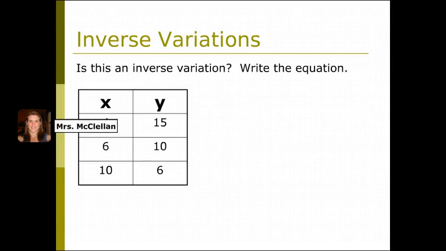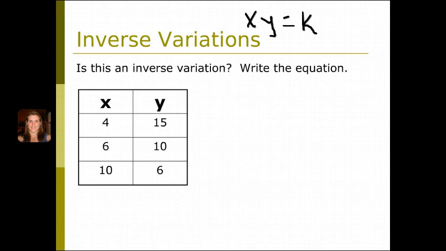Okay, so now we've given you a table, and I want to know whether or not this is inverse variation. We need to write the equation. Well, if you remember, one of our formulas is x times y equals k. Again, k is standing for your constant. So in order for it to be an inverse variation, all of your constants must be the same.